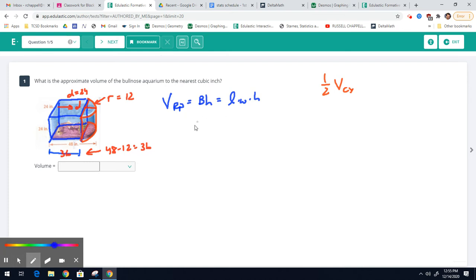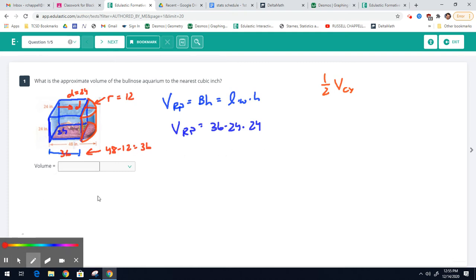So now to go back to finding the volume of my rectangular prism, it's just going to be 36 times the width. The width is going to be this 24. Again, this 24 can be down here as well, times 24. And then the height. And the height I would suggest is this side here, which is 24. So we can find that easy peasy.